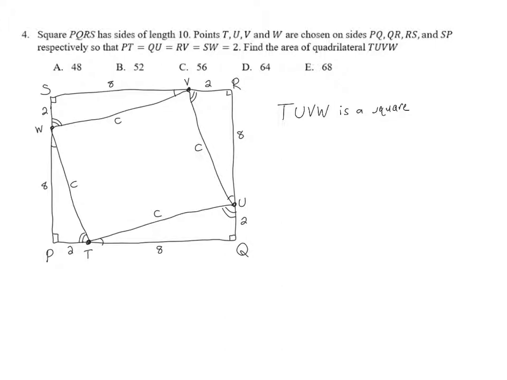How do you find the area of a square? You just square the side length. But this is pretty easy because if you look at any of the right triangles and apply the Pythagorean Theorem, you can see that 8 squared plus 2 squared equals c squared. 8 squared is 64, and 2 squared is 4. So we know that c squared is 64 plus 4, which is 68. But we don't need to solve for c, because we wanted to know what c squared was. That gave us the area, and we know that that's 68, which is answer choice E.